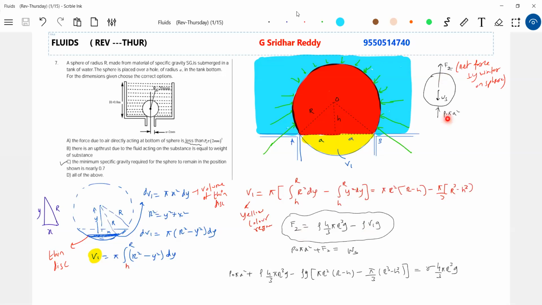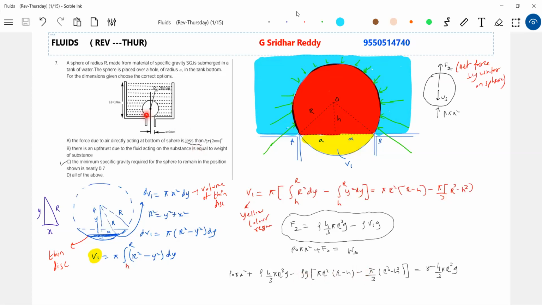Then what is the formula? P naught pi a square plus F2 equal to weight of the solid. I'll substitute the value of F2, solve for it. I know all the values. Everything is given. Now let's come to the options. So that's the mathematics. I think you have to be very careful.